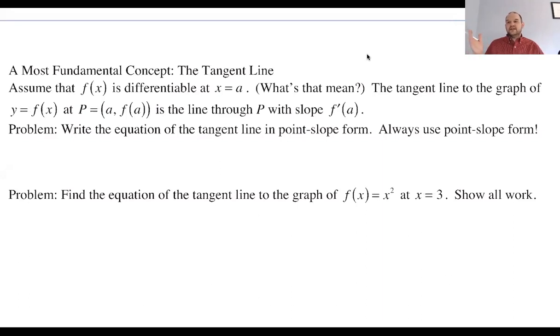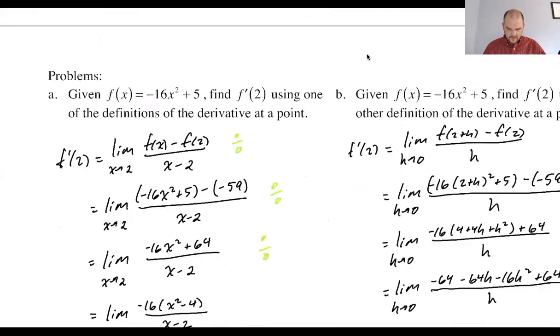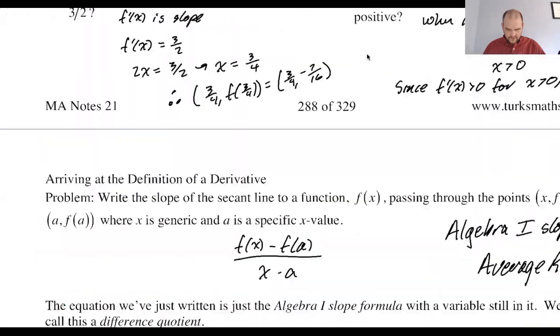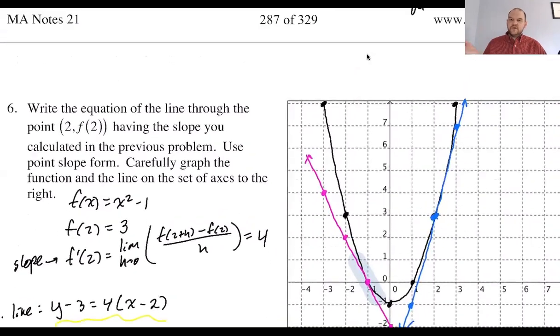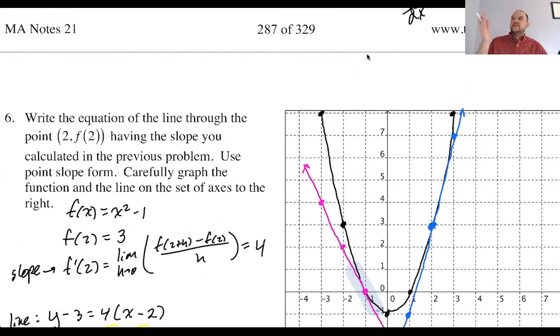If you think back, I don't know, a page or so, you'll see that, well, where is it? More than a page. Up here. Here we go. These are some tangent lines, right? So we found the point on the curve, we found the slope, the derivative at that point. We had to use the limit definition of the derivative to do that.